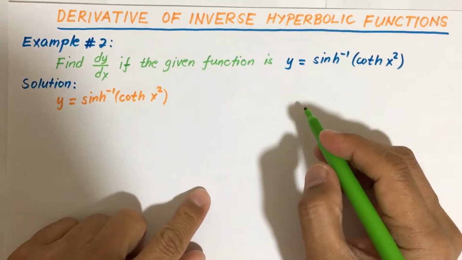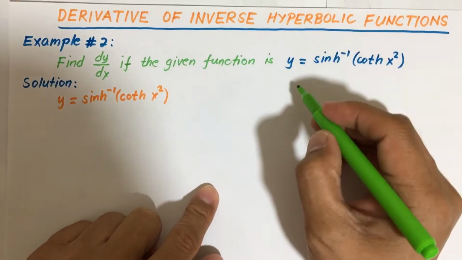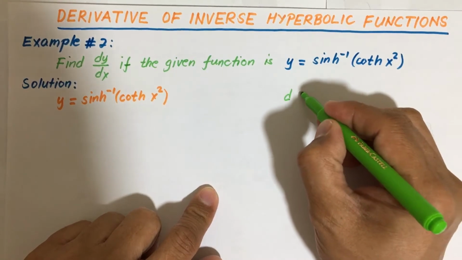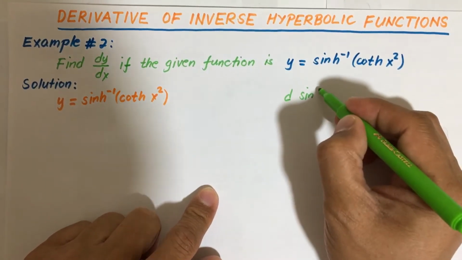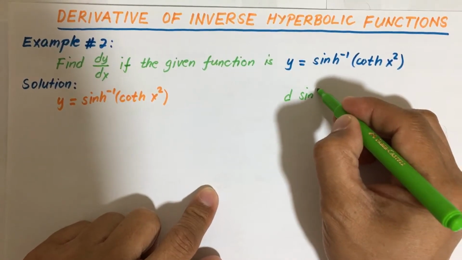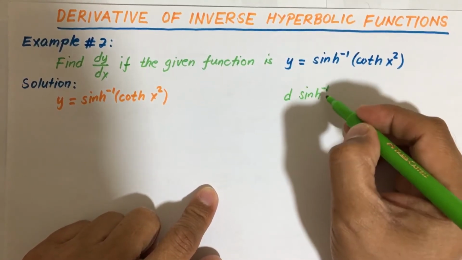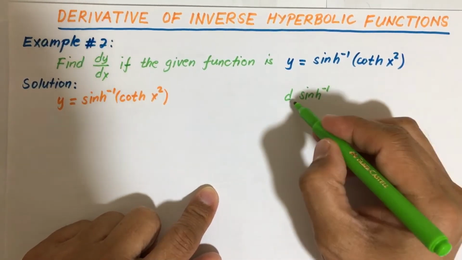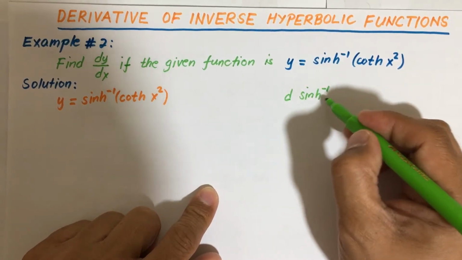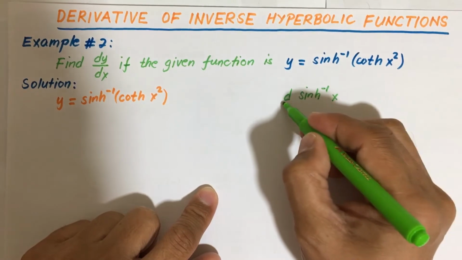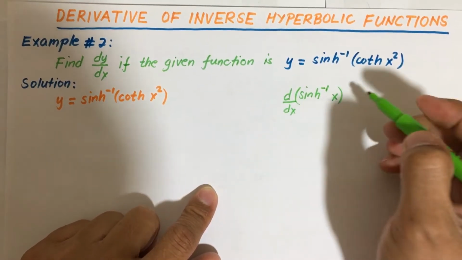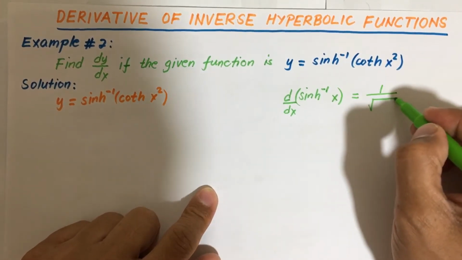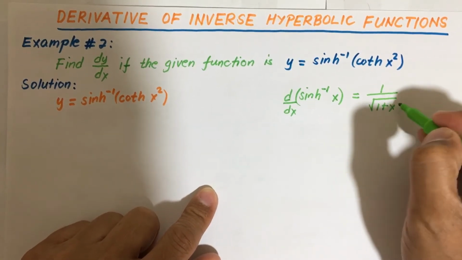So the formula here is, we will use the derivative of inverse hyperbolic sine. The negative one here indicates inverse, h indicates hyperbolic. So the derivative of inverse hyperbolic sine of x with respect to x is equal to 1 over square root of 1 plus x squared.